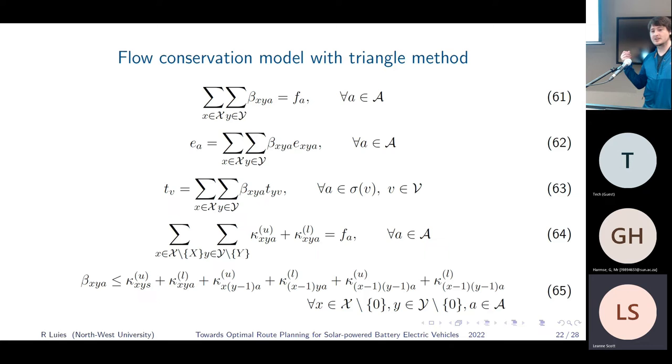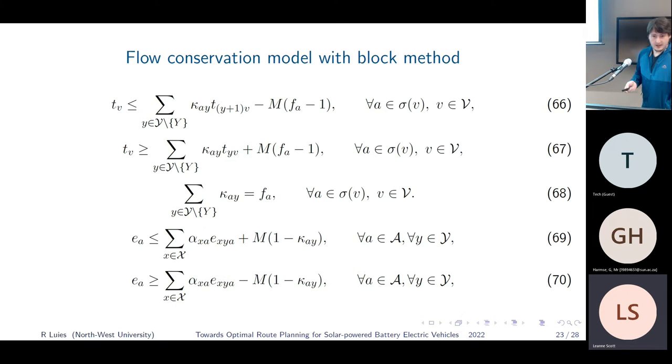So this also works for the flow conservation. Same, instead of segments, we're just using arcs. And basically the same constraints. But in this case, if you have a flow, you actually care about the convex combination. So if you don't have a flow, you can just make everything zero. So the block method is the same as for the path-based one. And also the flow determines if you actually want to activate the linearization or not.